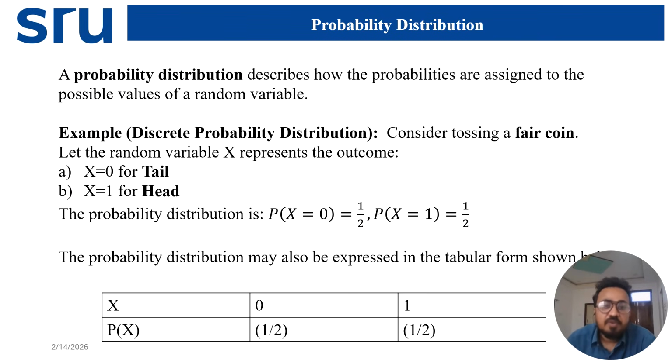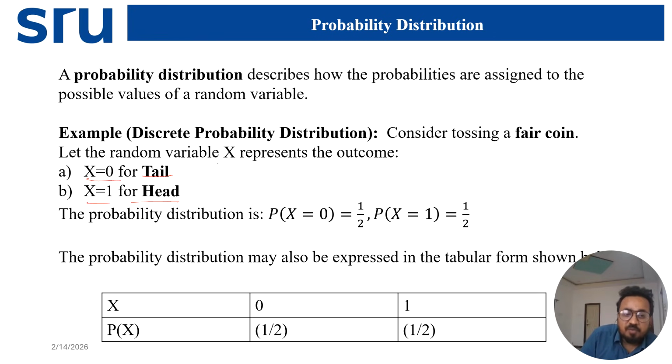So now we will discuss the probability distribution. A probability distribution basically describes how the probabilities are assigned to the possible values of a random variable. Let us illustrate an example related to the probability distribution. Consider tossing a fair coin, and let the random variable X represent the outcomes as X equal to 0 for tail and X equal to 1 for head.